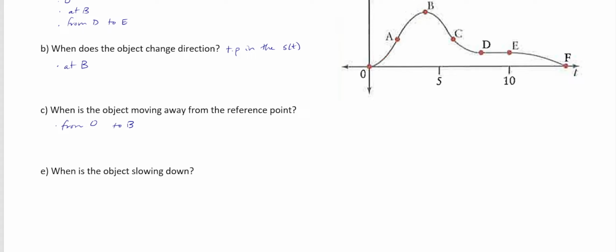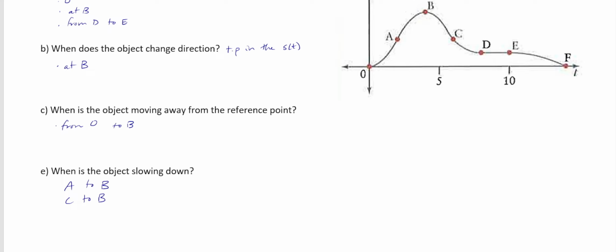From A to B, the slopes of the graph seem to be moving towards 0. So from A to B, the object is slowing down. If we look at from B to C, we can see that the slopes of the graph get steeper, so the velocity is increasing. But when we look at from C to D, the slope of the graph is going towards 0. So C to D rather, we also have the object slowing down.